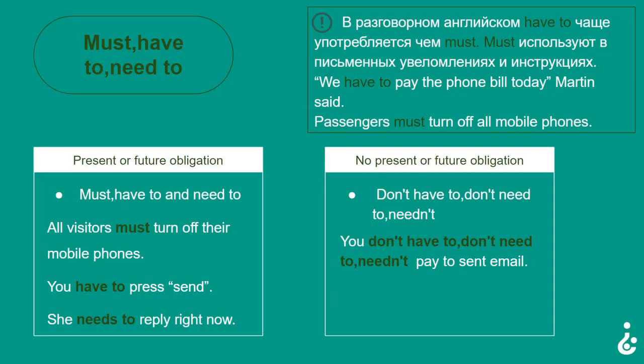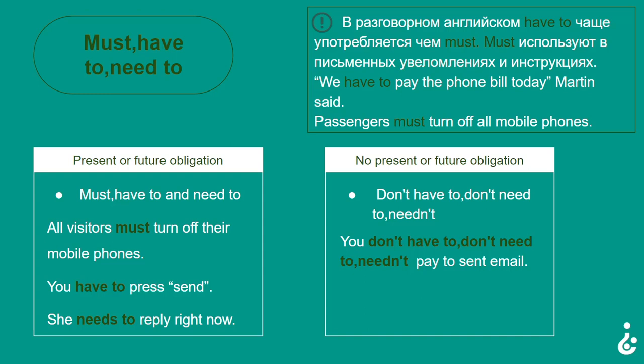Obligation. Obligation is must, have to or need. Используется for present or future obligation: must, have to and need to. For example, all visitors must turn off their mobile phones. You have to press send. She needs to reply right now.